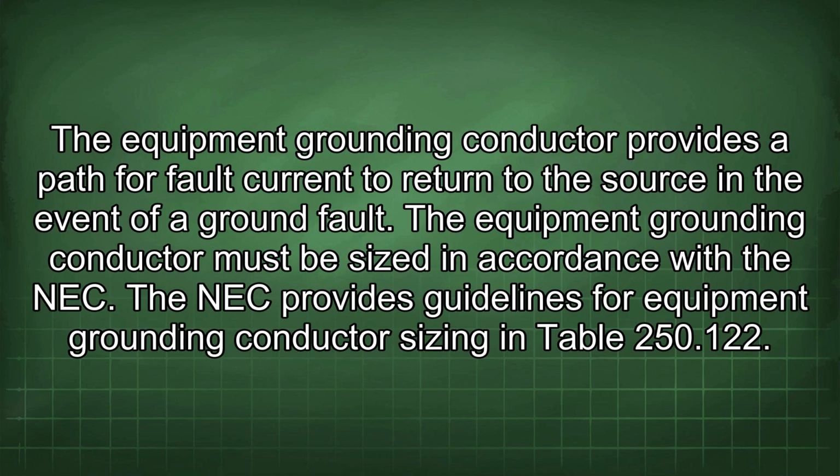Furthermore, the AC condenser must be connected to an equipment grounding conductor. The equipment grounding conductor provides a path for fault current to return to the source in the event of a ground fault. The equipment grounding conductor must be sized in accordance with the NEC. The NEC provides guidelines for equipment grounding conductor sizing in Table 250.122.